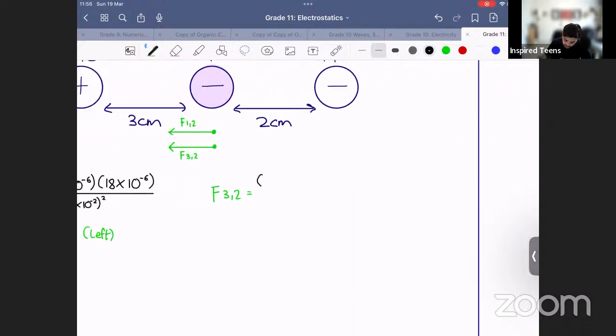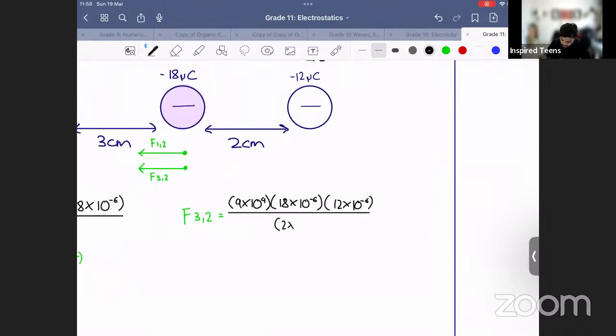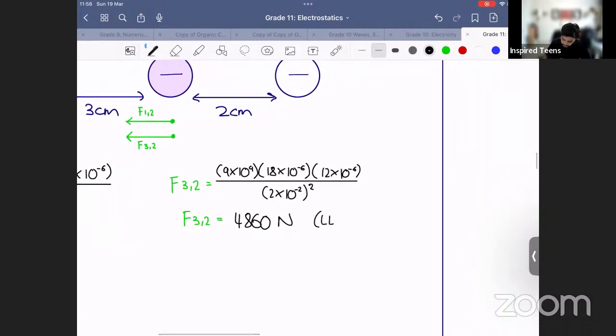F by 3 on 2 is going to be K, so 9 times 10 to the 9, times Q. So it's 3 on 2, so we're working with 2 again, between 3 and 2. 18 times 10 to the negative 6, and 12 times 10 to the negative 6. Then we divide by the distance between them. So I'm just going to say 2 times 10 to the negative 2 squared. Please don't forget to square. Then the force that 3 exerts on 2 is equal to, yeah, correct, 4860 newtons. Again, we can say left if we'd like.